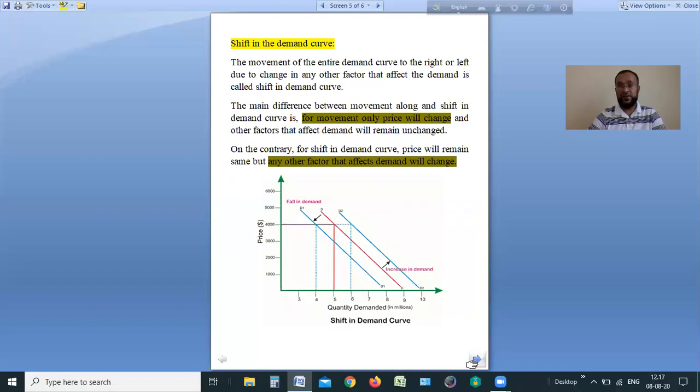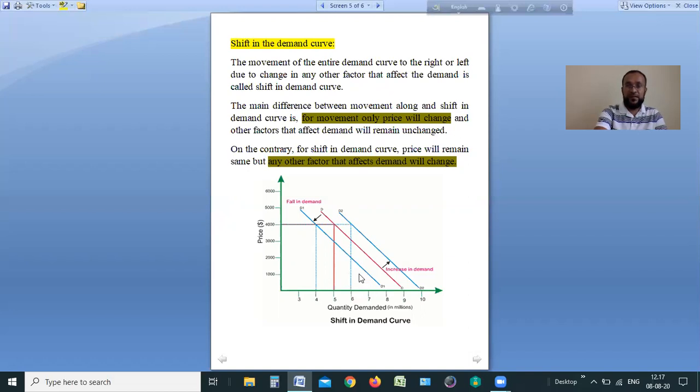What is shift in the demand curve? Shift in the demand curve is simply the entire movement of the demand curve. That means in this case you will get a new demand curve. For movement along the demand curve, we are staying on the same demand curve and moving up or down on the same demand curve due to change in price. Other factors remain unchanged. But for shift in the demand curve, price will remain unchanged, and any other factors that affect the demand will change. In that case, the entire demand curve will shift right or left. So this is called the shift in the demand curve.